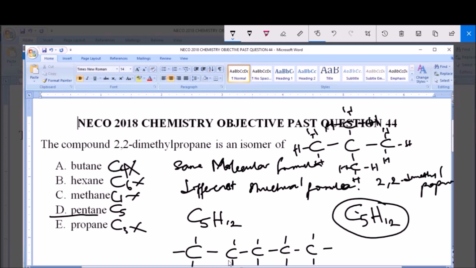But now looking at the structure of pentane, it differs from the structure of 2,2-dimethylpropane. So therefore, since they have the same molecular formula and different structural formula, we can say 2,2-dimethylpropane is an isomer of pentane. And so pentane is the correct answer to this question, option D.